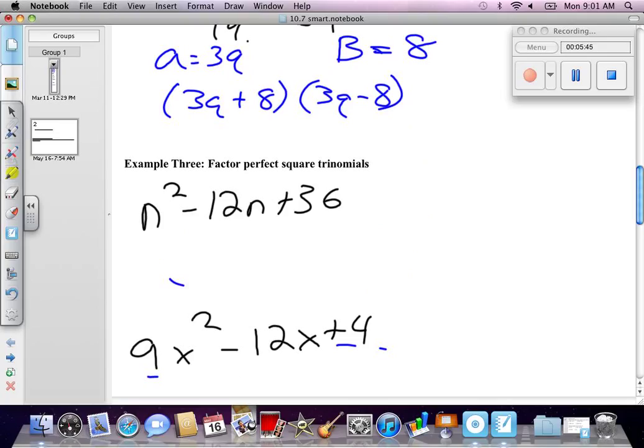Okay. Aaron, what is the square root of n squared? It's the n. And Elena, what's the square root of 36? What times what gives us 36? 6. Okay, so now it's just n minus 6 squared. And you're done.